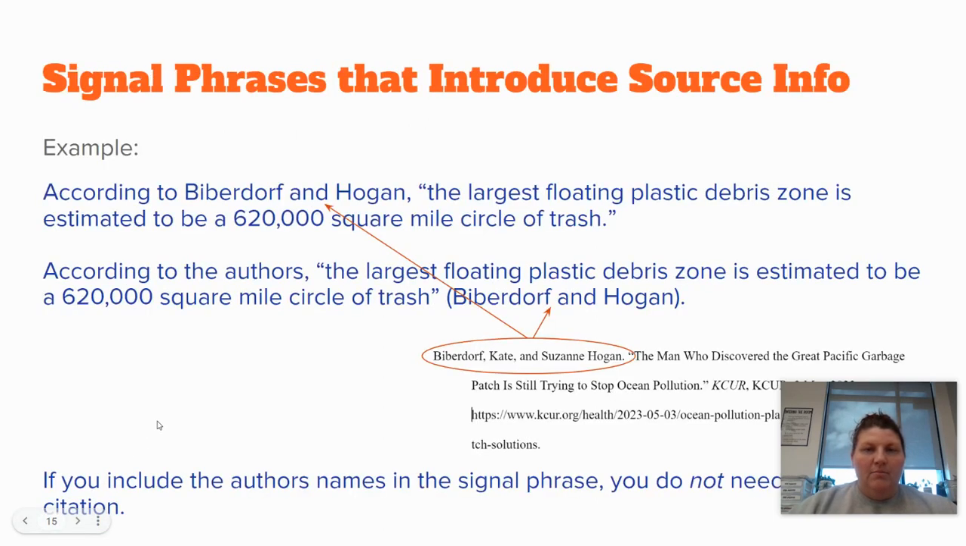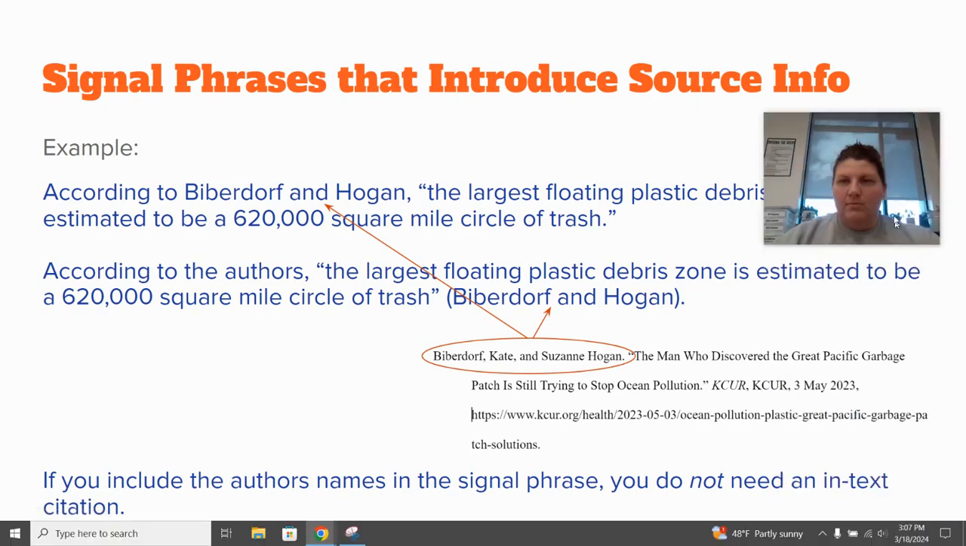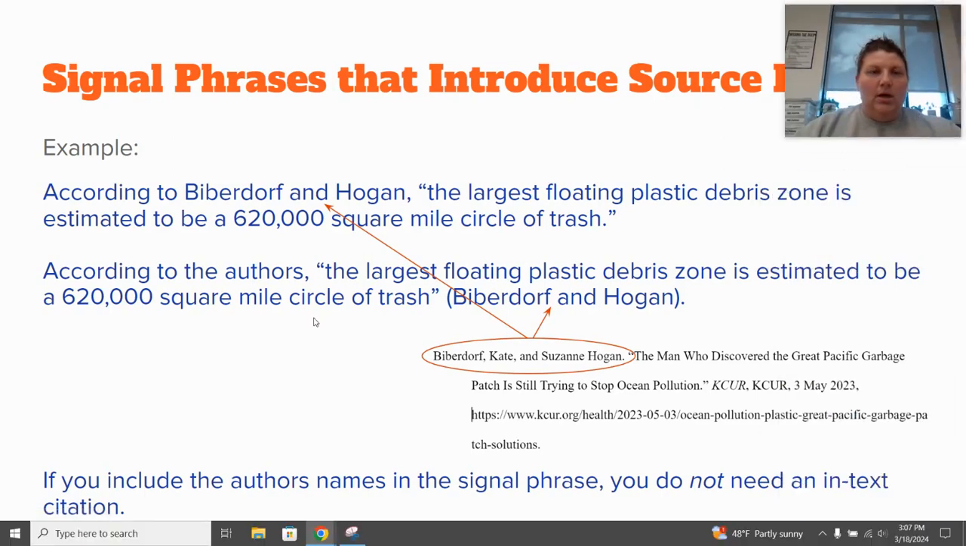So we've already mentioned using signal phrases that introduce the source information. And we can do this a couple different ways. So according to Bieberdorf and Hogan, and then use the quotation. According to the authors, then the quotation, and then the parenthetical citation. Notice that I'm getting the parenthetical information from my annotated bibliography entry, what comes first.